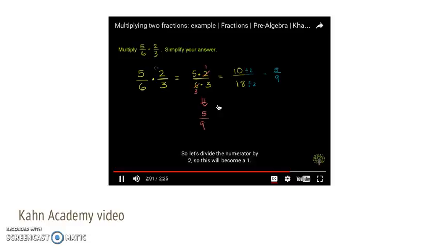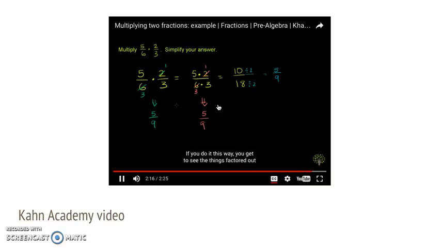So let's divide the numerator by 2. So this will become a 1. Let's divide the denominator by 2. This is divisible by 2, so that'll become a 3. And it'll become 5 times 1 is 5, and 3 times 3 is 9. So either way you do it, it'll work.